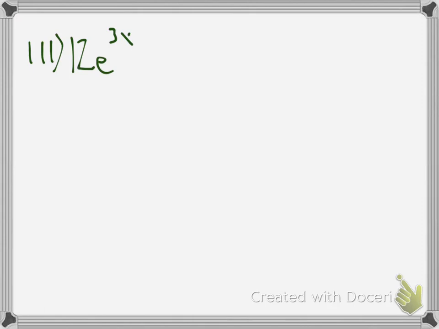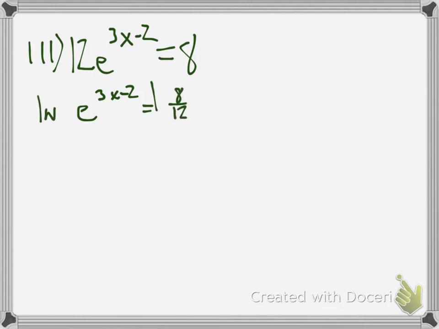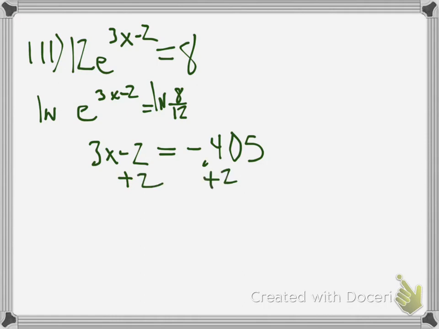Alright, so starting at number 111, you have to start doing logs. So here, okay, how do I get e by itself? I divided out the 12. And then how do I get rid of an e? Put a natural log. So the ln e cancels each other out, leaving me 3x minus 2 equals ln of 8 over 12, which is negative 0.405. And then I could go ahead and add 2, divide by 3, and get my final answer.